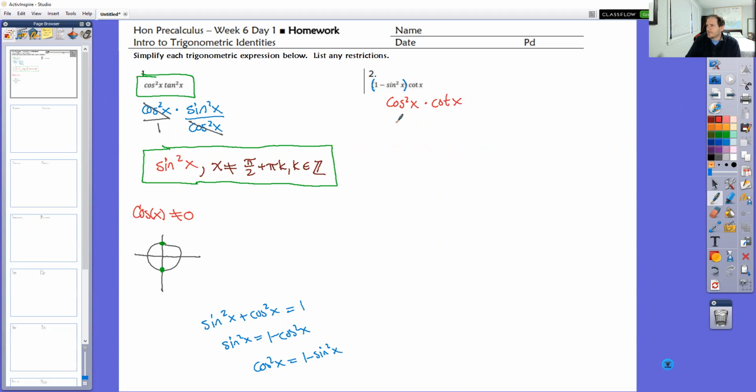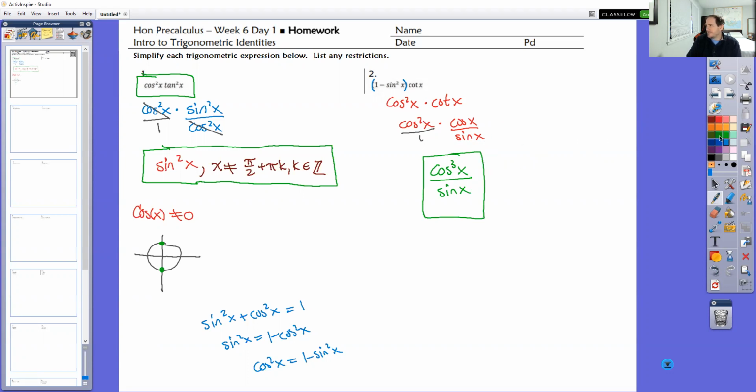Now we can make some changes. This is cosine squared x times cosine x over sine x. And we don't get that satisfying elimination of factors here, but we do get to combine factors. So we land on cosine cubed over sine. And so you could give that as your answer.